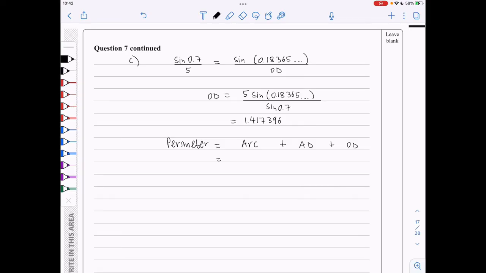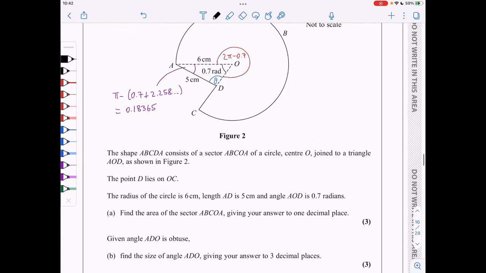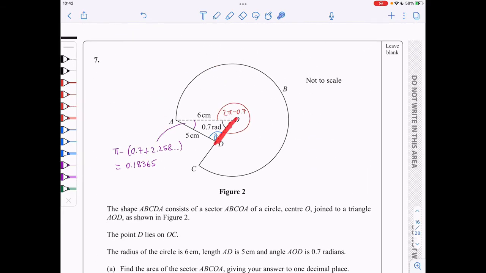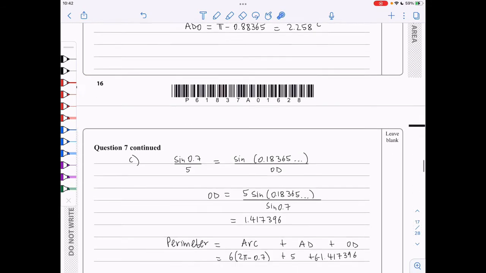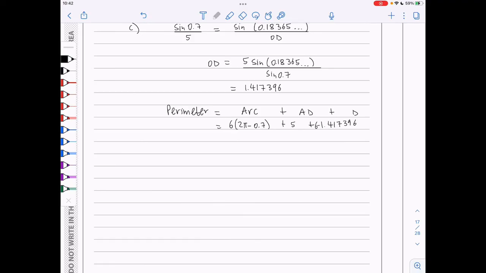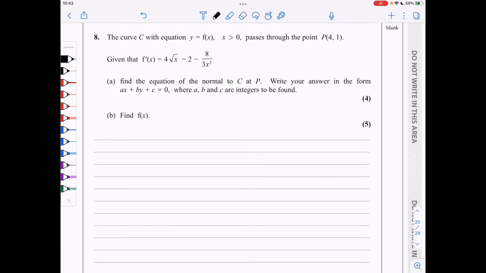Now we know that the length of the arc is given by r theta. My r is 6, my theta is 2 pi minus 0.7. The AD is simply 5, and the OD we just found to be 1.417396. Sorry, it's 6 minus that, because the OD, this part here, is what we have found. We want CD. So I should have written here CD. And if I add this up, I get 43.1 centimeters.